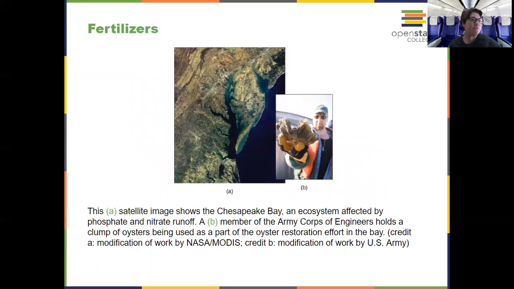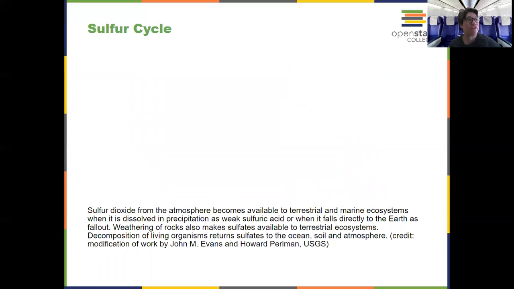So this is a photo of the Chesapeake Bay. And it looks like they had runoff of phosphate and nitrate, and the Army Corps of Engineers had to come in and help restore the oysters in that area because the fertilizer affected them.